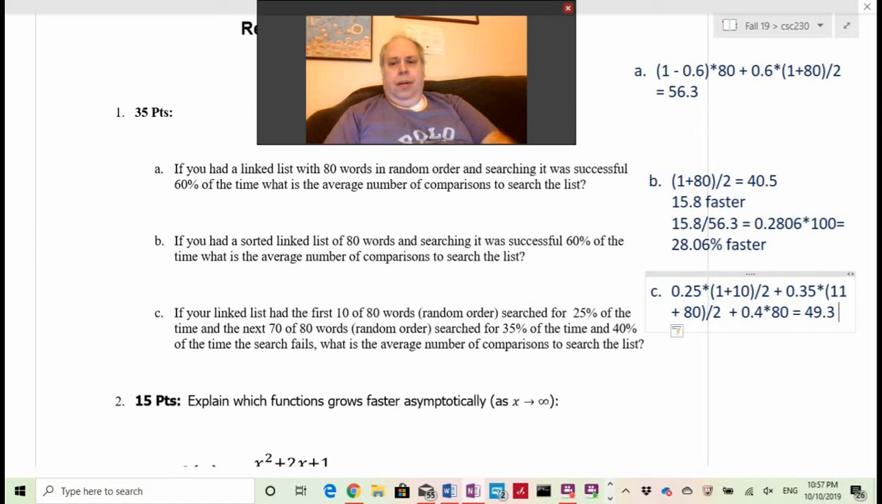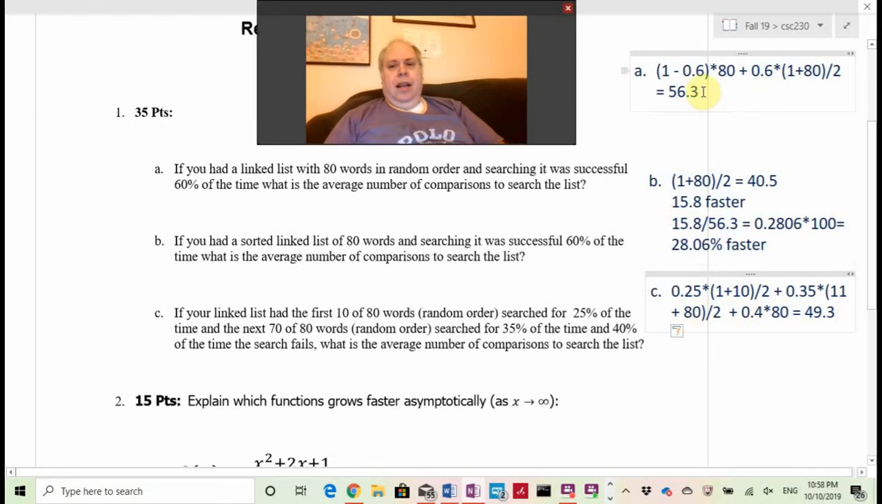So, not as fast as the sorted list, because the sorted list gives us that big advantage in the 40% of the time, but significantly faster, 7 faster on average than the totally unsorted list. And that's the answer to question 1.